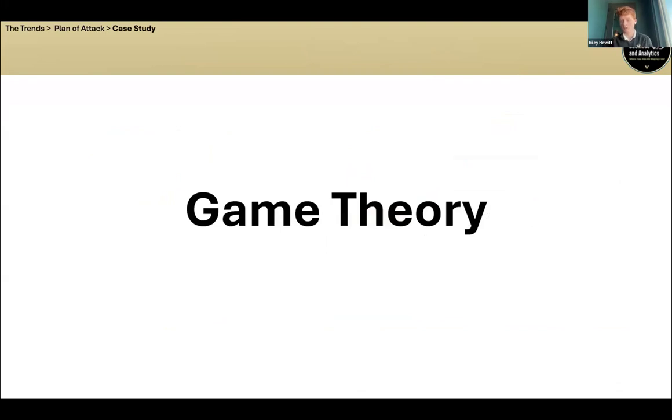So we just talked about some of the best ways to attack two high coverage. However, if we ran these two high beaters every single play, the defense would just get out of two high coverage. So that's not going to work for us. So we need to find an optimal balance for our passing game between using two high concepts and not. And in order to do that, we're going to employ game theory.